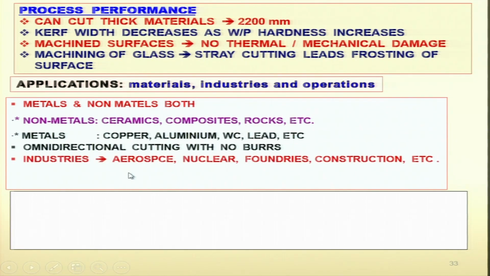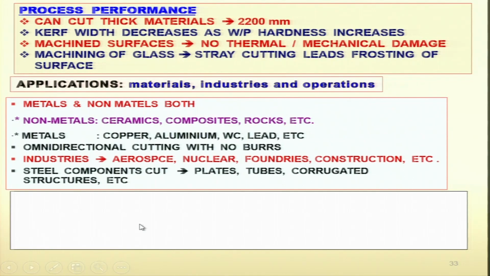Industries where it is used and can be used are aerospace, nuclear, foundries, construction, etc. And steel components, cutting plates, tubes, corrugated structure, etc., because in many cases cutting of large plates or tubes or corrugated structure is a problem. So this process can be used.